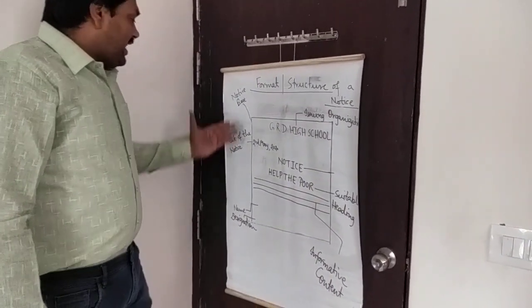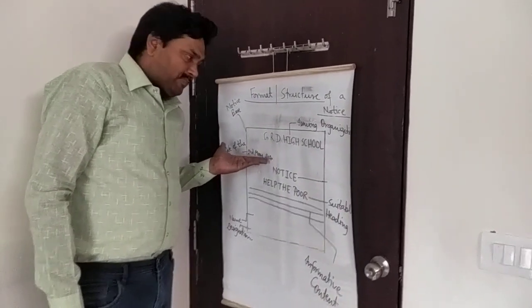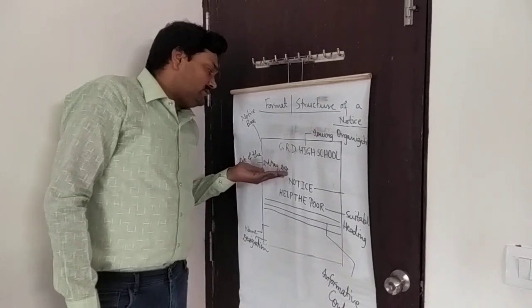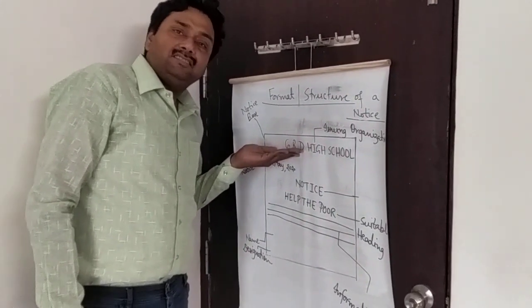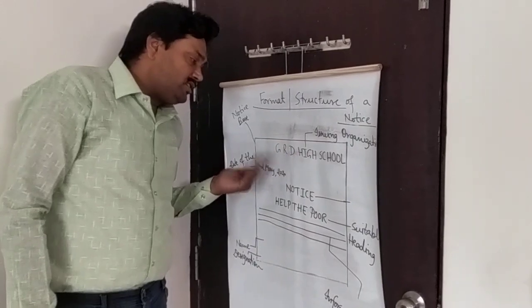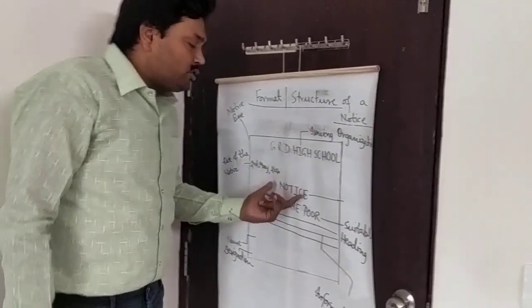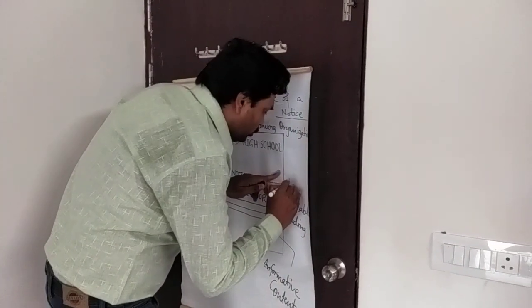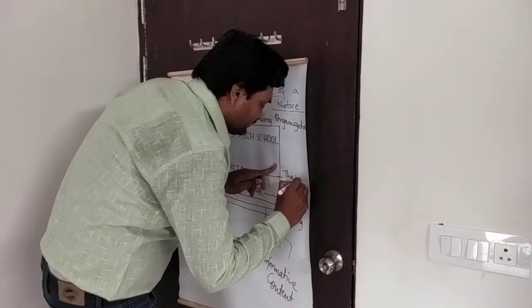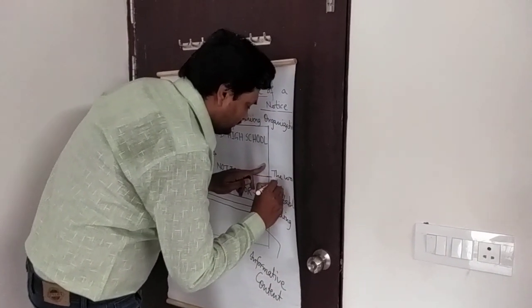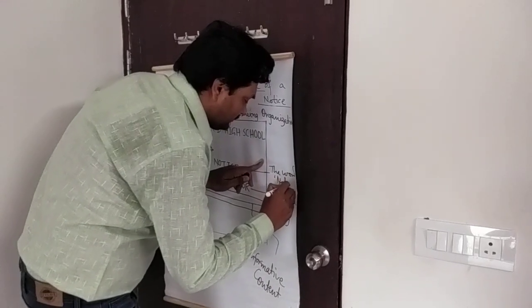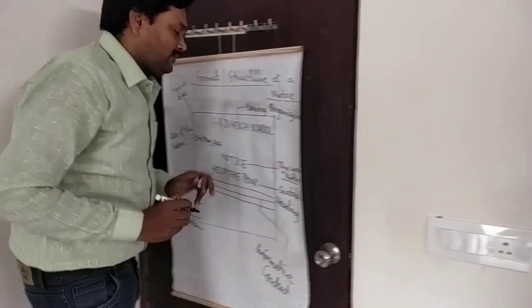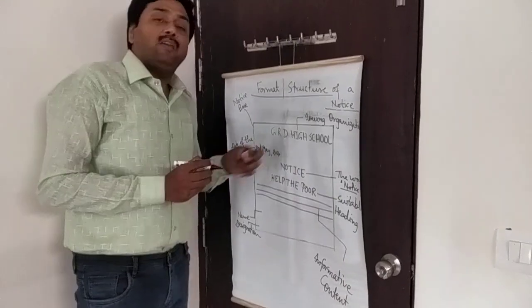Then, the date of the notice. The date of the notice will be here, on this side, just after the name of the issuing organization. And then the word notice. The word notice will come in this way.